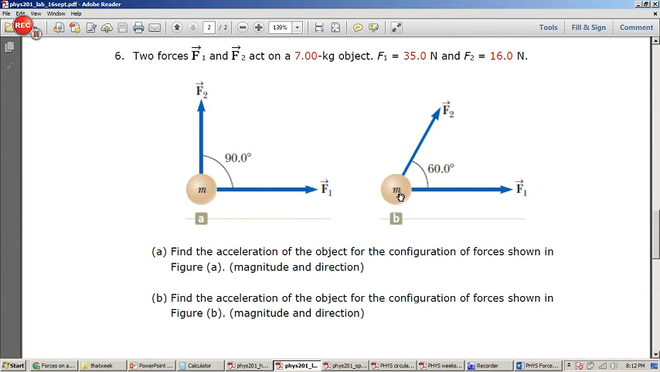Part B is put F1 along the x-axis. F2 now has 2 components. It has a sine component, which is in the y direction, and a cosine component in the x direction. Find those, and then when you add them, you add the x direction stuff, and then you separately add the y direction stuff. So you'll have like F1 plus F2 cosine theta, and then F2 sine theta.